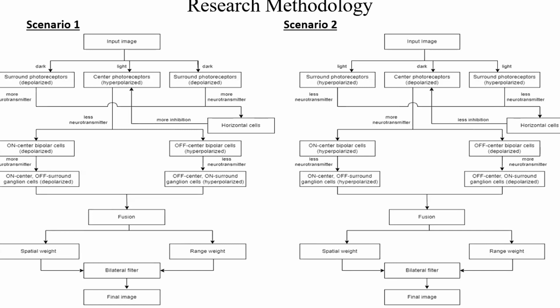So in the case of off-center bipolar cells, it gets hyperpolarized and is going to release less neurotransmitter on off-center on-center ganglion cells, which get inhibited and hence get hyperpolarized. That results in a decrease of action potentials taken towards the brain.